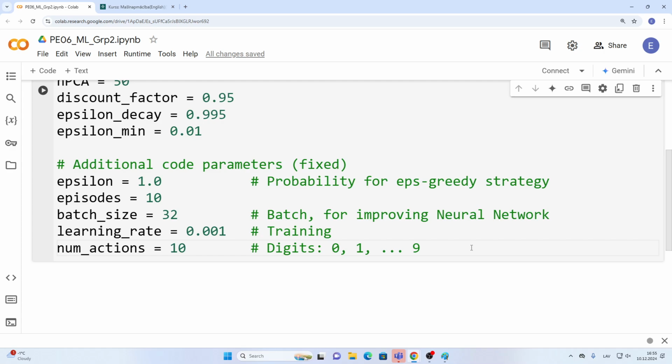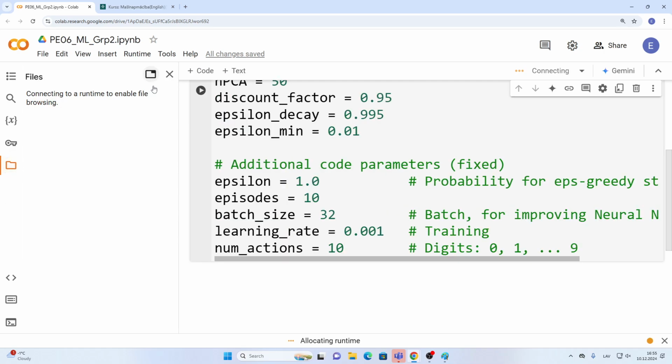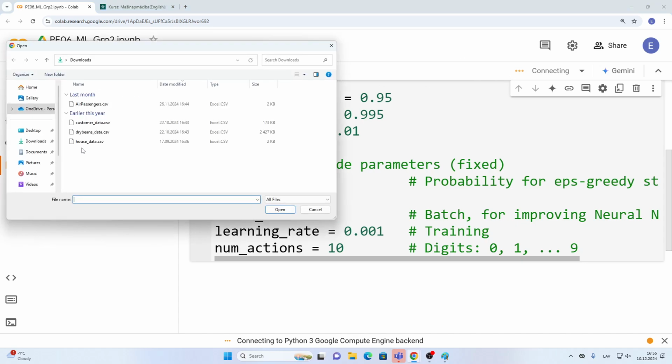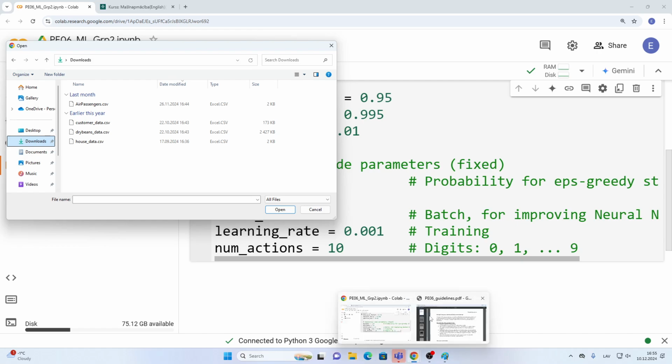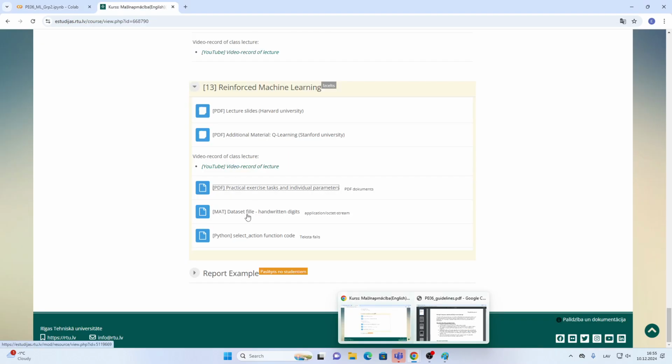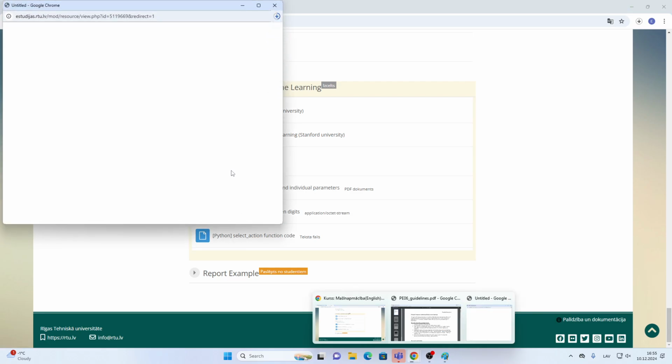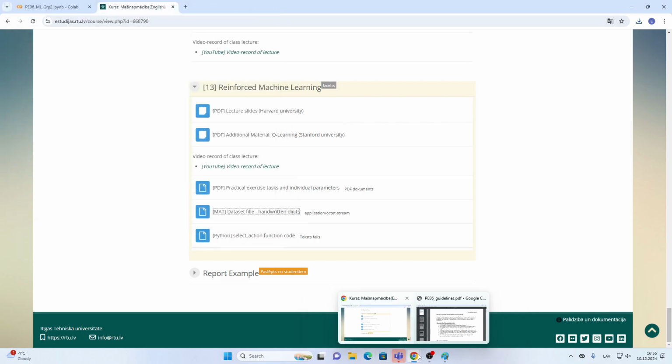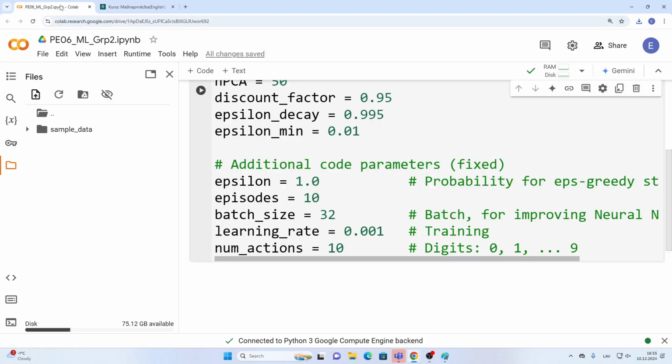Be sure to upload it first. So I'm going to connect and upload it. I don't see it here. Okay, let me just get it from the Ortus system myself. It's in Ortus, available here, math dataset file, handwritten digits. So now I have downloaded it, and now I can upload.